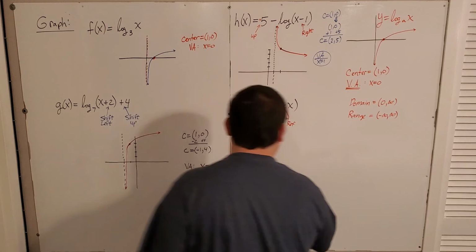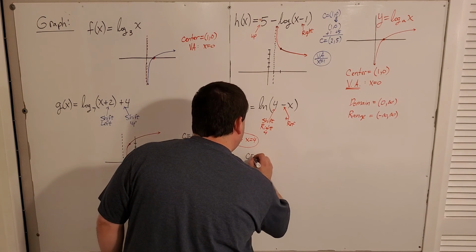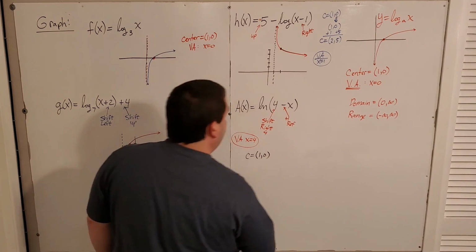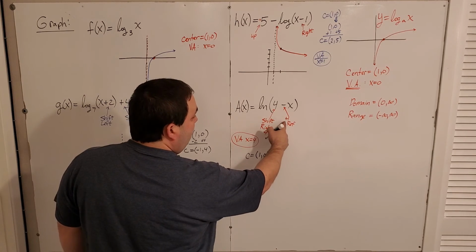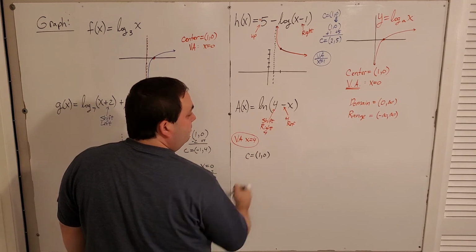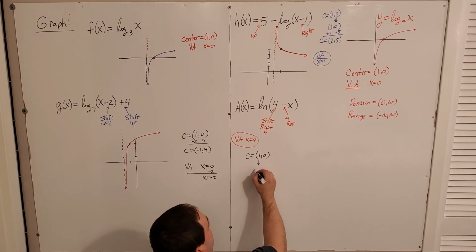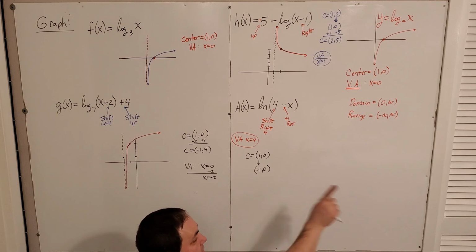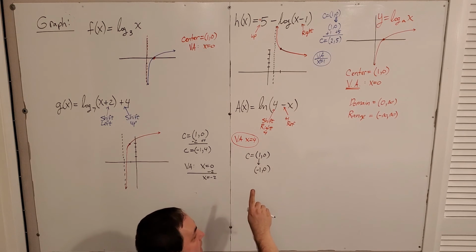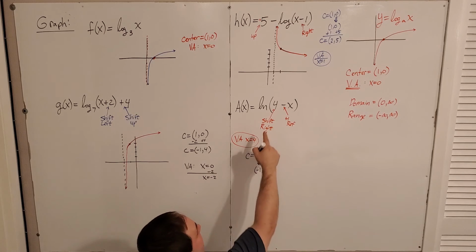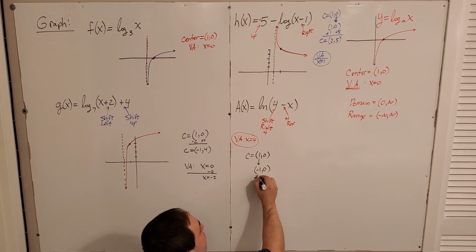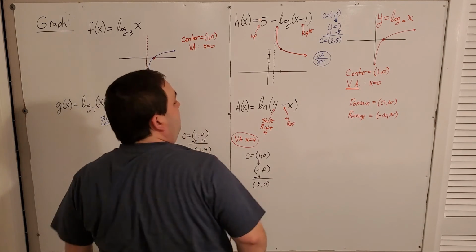So let's calculate my new center. Center starts out at 1, 0. A horizontal reflection would take the x value and flip its sign. That's what horizontal does. It changes the x signs. Next, it got shifted to the right 4. So plus 4 to the x would give me 3, 0. Okay, so let's graph it.